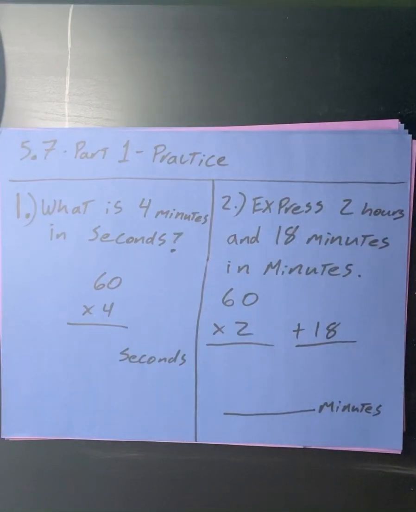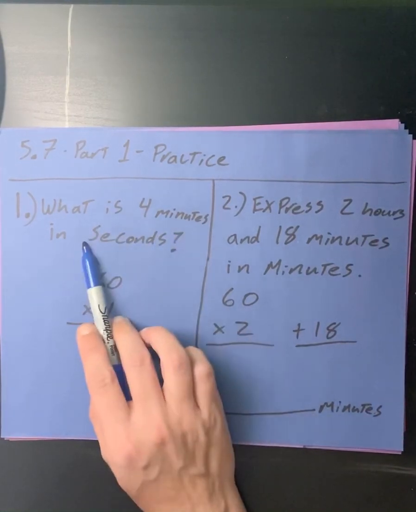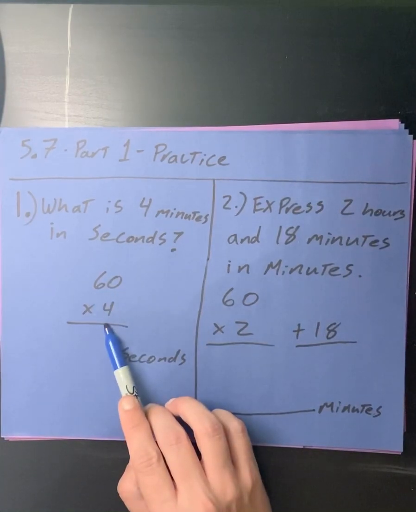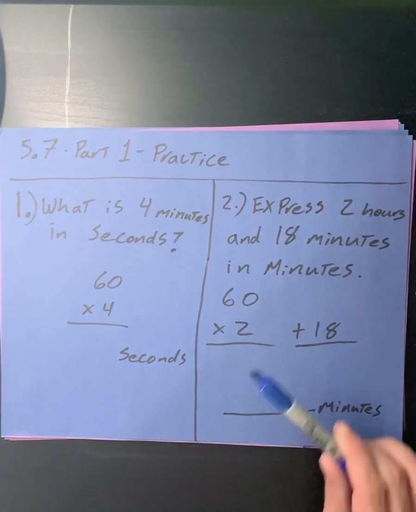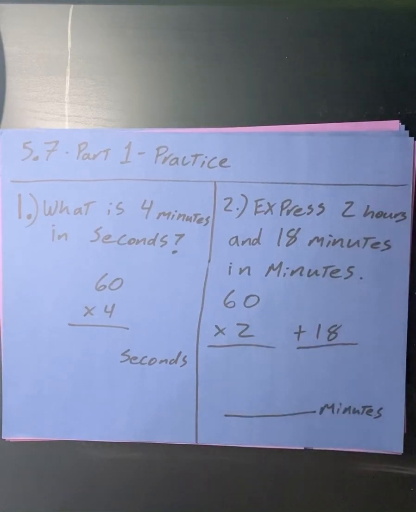To practice this, using the same factor of 60, I want to practice what is 4 minutes in seconds. To do so, I'd multiply 60 times 4. And for number 2, if I want to express 2 hours and 18 minutes in minutes, I'd multiply my 2 hours times 60 minutes and add 18 minutes. Take a second now to pause the video and do this on a scratch piece of paper.